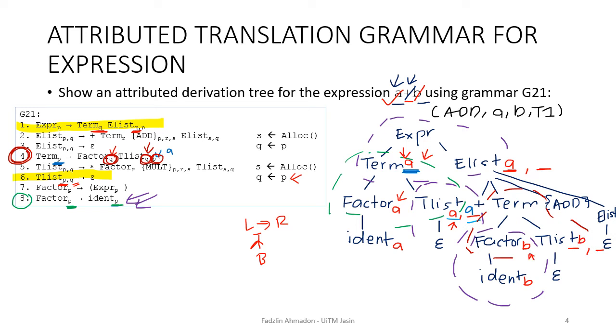The second attribute is unknown, but since T-list is derived to epsilon, and this is an implementation of rule 6, and we have looked at rule 6 previously, where it states that Q gets the value of P, therefore, it is safe to assume that the second attribute is also B. Okay, moving up to the term factor T-list rule again.